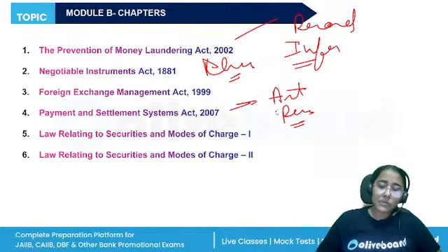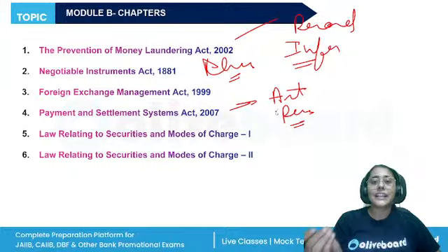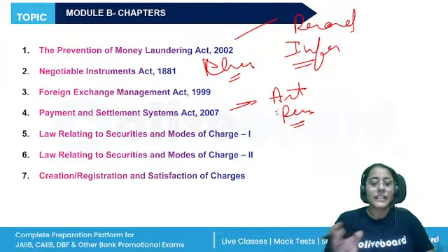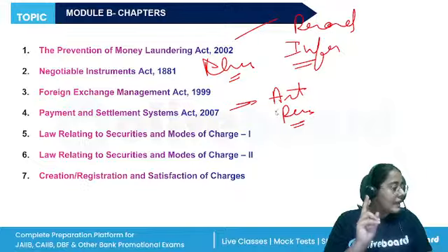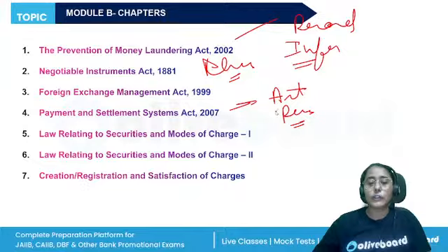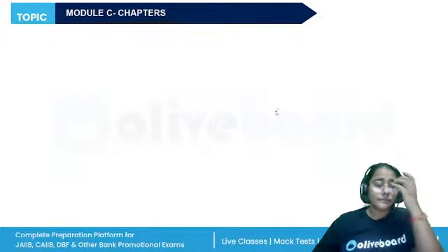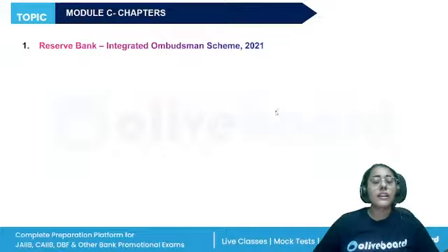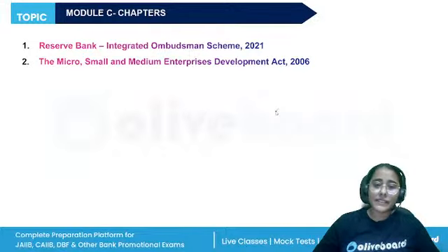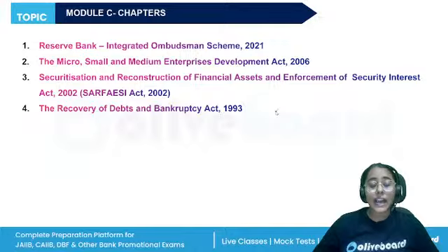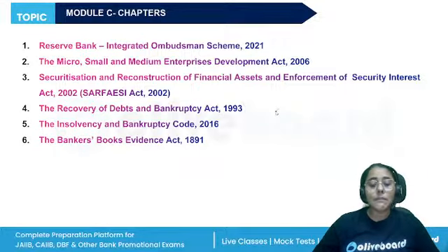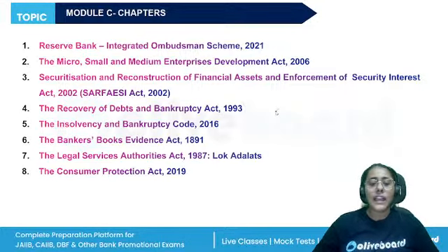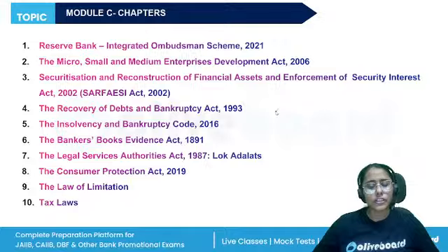Mortgages, other types of charges, assignment, set off, lien, and creation, registration, satisfaction of charges. Right? These are the units in your module B. Module C, maximum weightage, Ombudsman Scheme, MSMED Act, SURFACE Act, Recovery of Debts, RDB Act, IBC, Bankers Books Evidence Act, LSA, Consumer Protection, Law of Limitation, and Tax Laws.